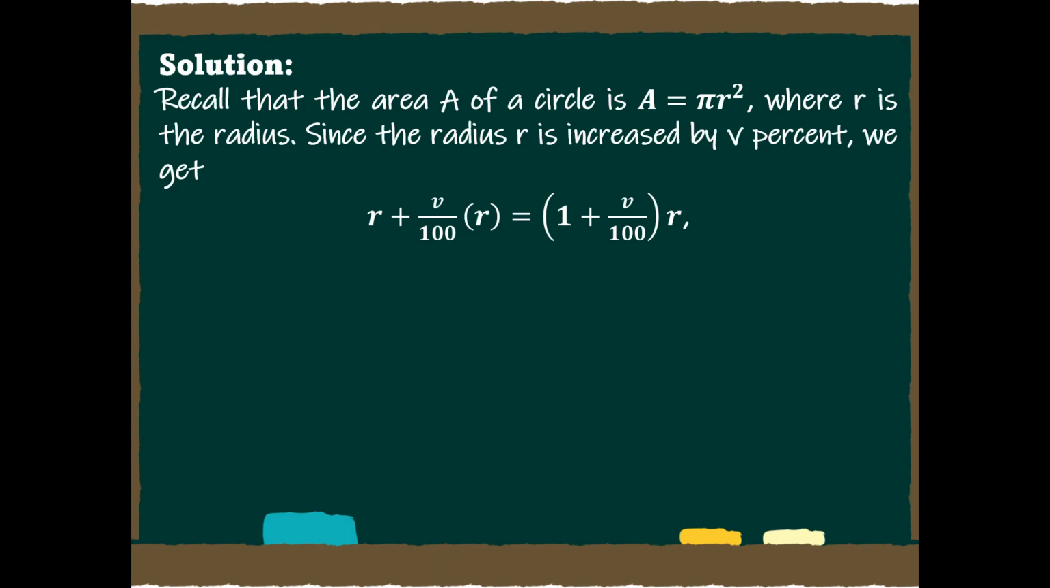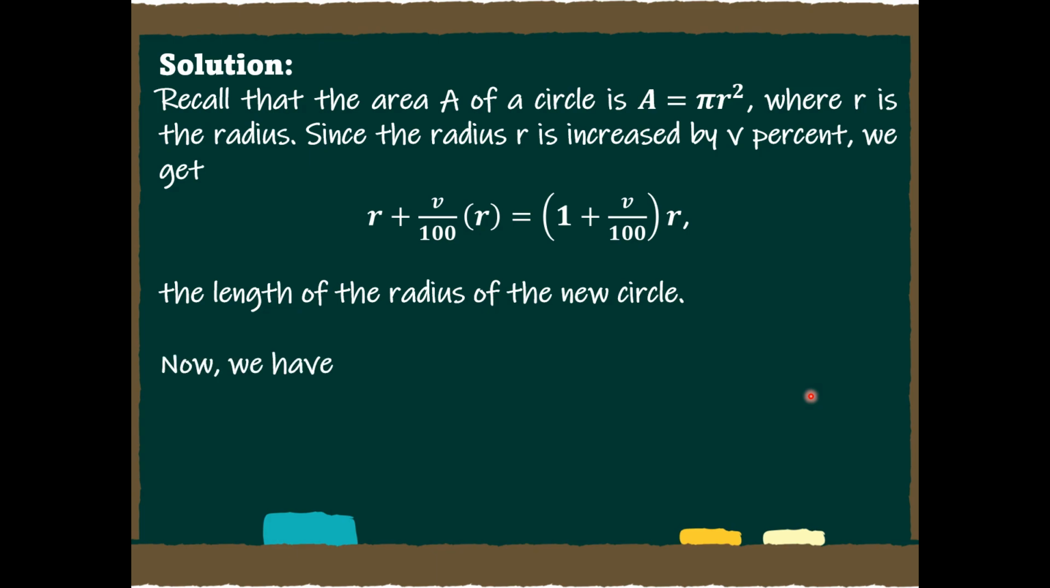Now, taking the common factor here, we got r. So what is left inside the parenthesis is 1 plus v over 100. Then that should be our length of the radius of the new circle.